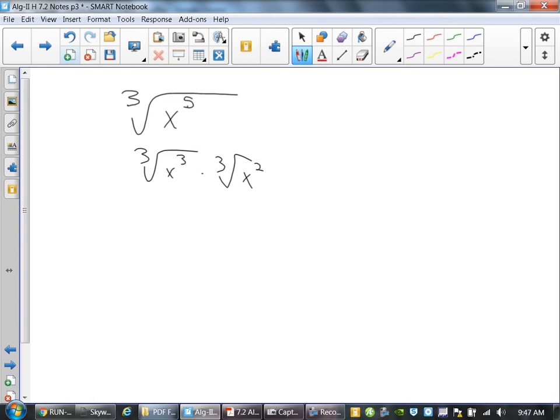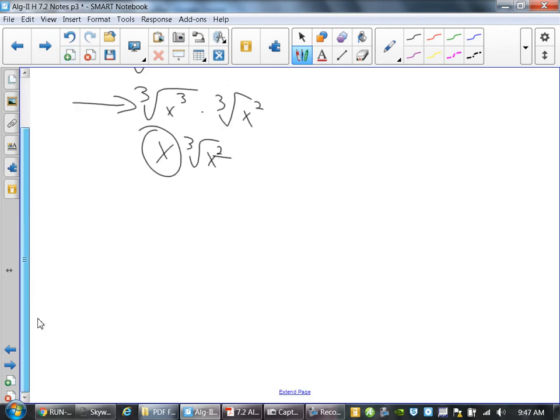The cube root of x cubed is just x. And then you're left over with this. What I've done here is eliminate this step by saying 3 goes into 5 how many times? Once. 1 comes out, 2 are left in. Okay, I got it. Let's try another one.